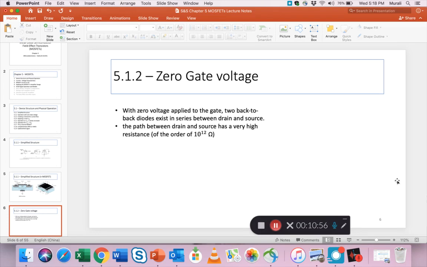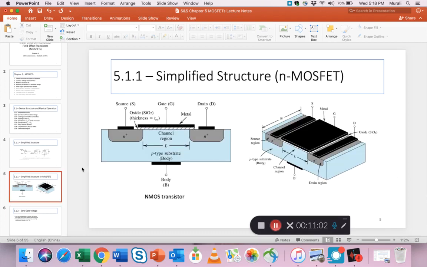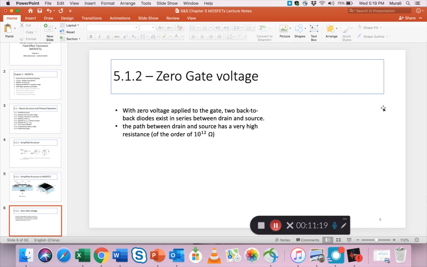So first of all, let's talk only about the voltage at the gate. The gate is that portion of this block which creates the capacitance. Okay, remember that. Then the drain and the source are the other two terminals between which we want the electrons to start flowing. But to create the charge, you first have to apply a voltage to the gate. Okay, so with zero gate voltage, basically two back-to-back diodes exist in series between the drain and the source, and you can see how there are two back-to-back diodes. And the path between the drain and the source has a very high resistance, so nothing really happens.